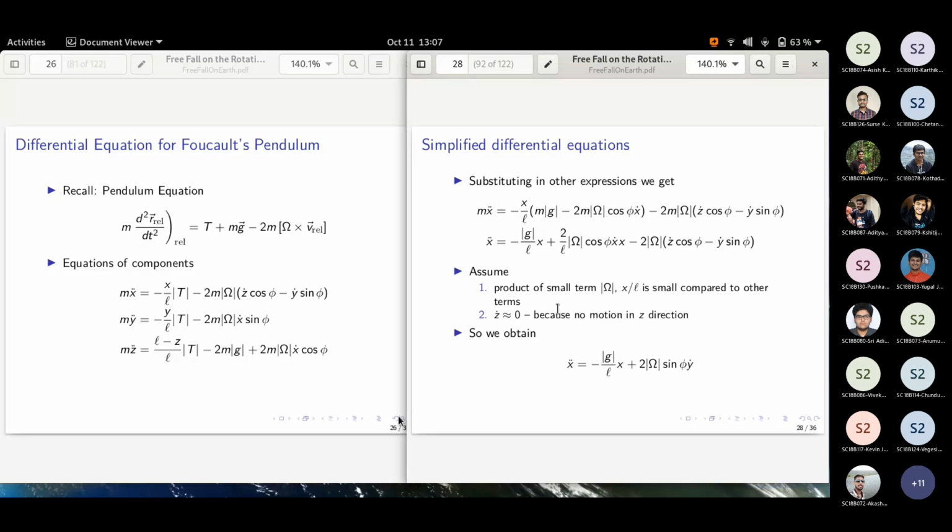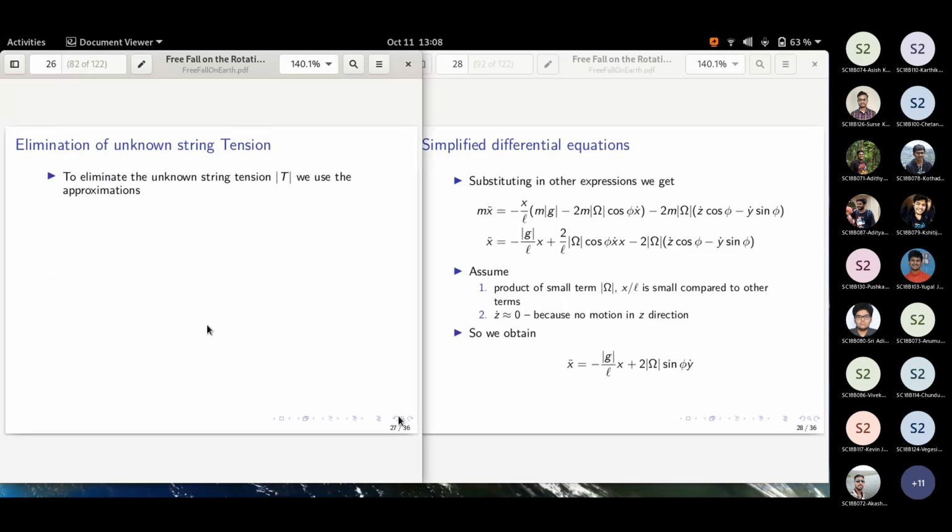No, sir. We are not assuming x by L to be 0 or something. What we want is x by L multiplied by 10 power minus 5 order, which is modulus of omega. That quantity we have eliminated. As you rightly pointed out, even the z dot quantity is also 0. Basically, we are not interested in z motion, and it is very small when compared to the length of the string. So similarly, we do the same thing for the y double dot.